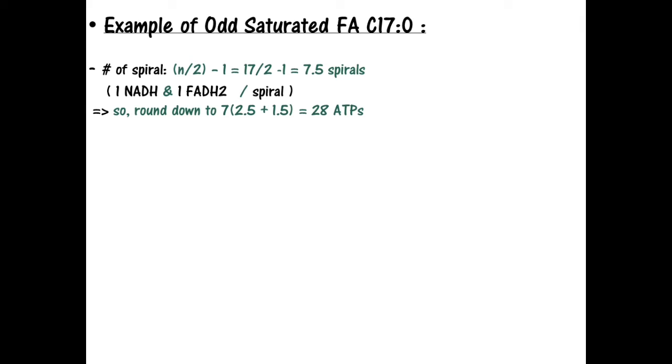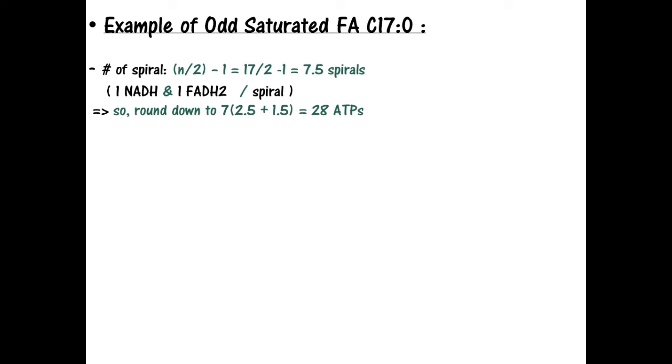Because in odd saturated fatty acid, to exclude the presence of decimals, we will round down, which means we won't round up the 7.5 into 8, we will round it into 7. So 7.5 will be equal to 7 in odd saturated fatty acid. As mentioned in previous calculations, 7 spirals will give us 28 ATPs.